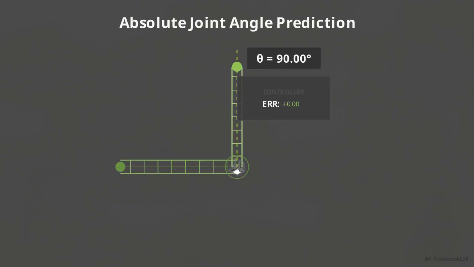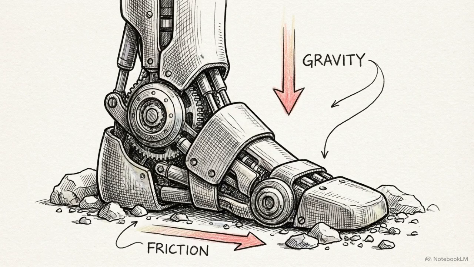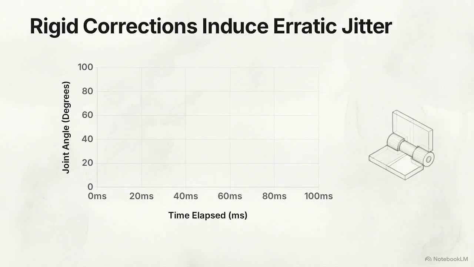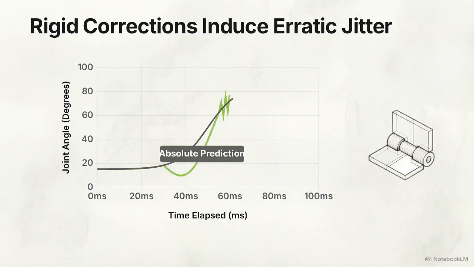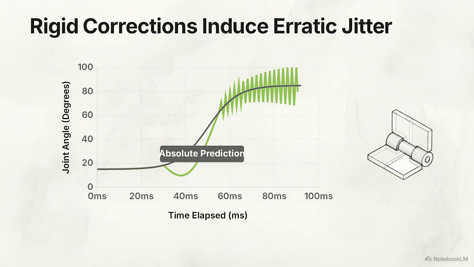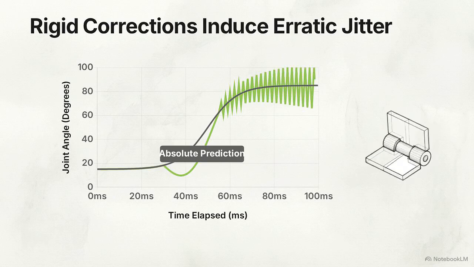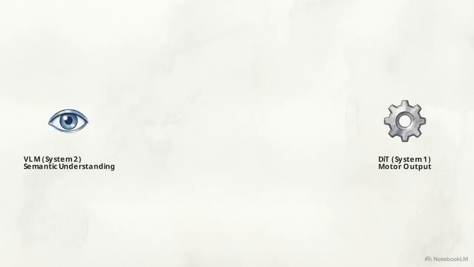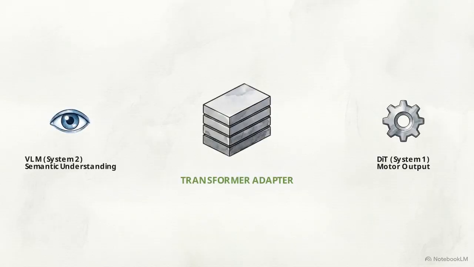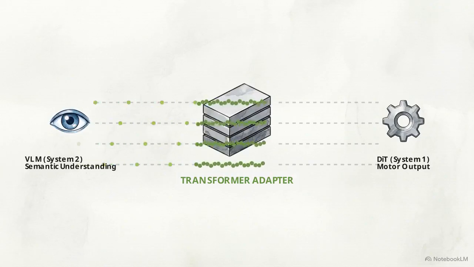The original GR00T N1 model predicted absolute joint angles. It calculated exactly where a limb should be in a vacuum. But physical reality involves gravity, friction, and uneven terrain. When the robot's actual position drifted from the absolute prediction, the resulting corrections created a rigid, jittery movement. The intermediate N1.5 release attempted to smooth this out, but it relied on a rigid 4-layer transformer adapter.